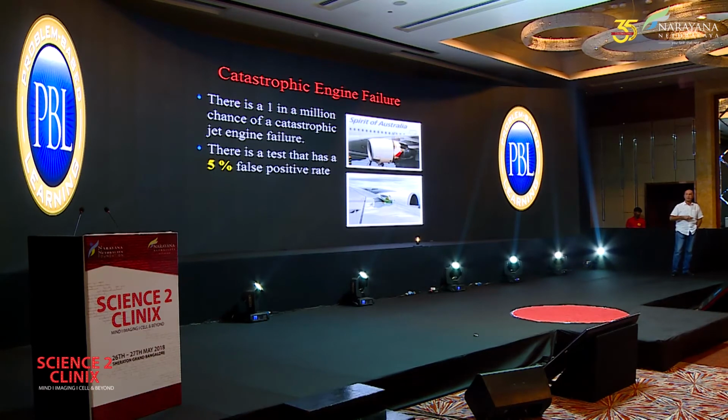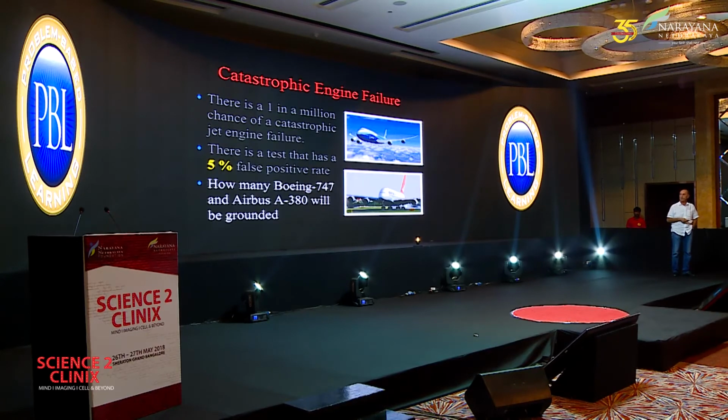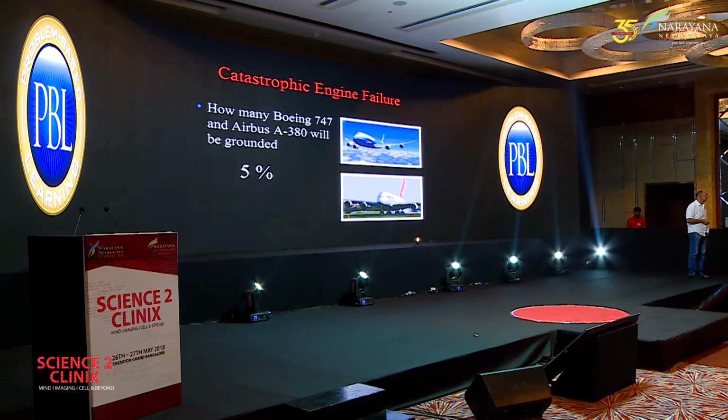If there was a 1 in a million chance of a catastrophic jet engine failure, and you had a test that had a 5% false positive rate, how many Boeing 747s or Airbus A380s would be grounded? You can give me a percentage. Again, most of you would say 5%. It's actually 18.6%. Does anyone know why? Okay. There are 4 jet engines per plane. Any one false positive would ground the plane.